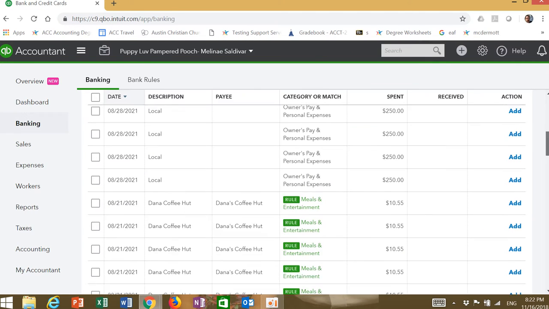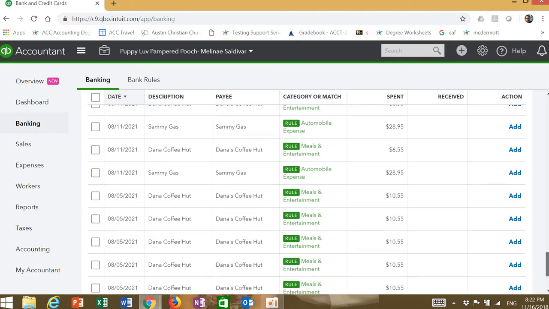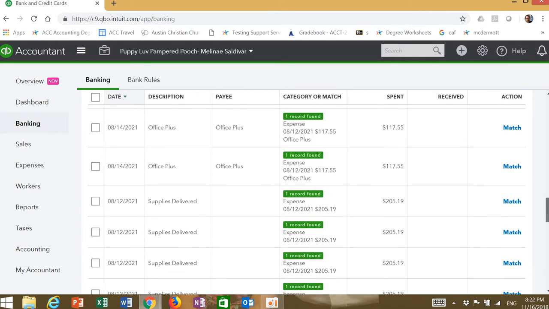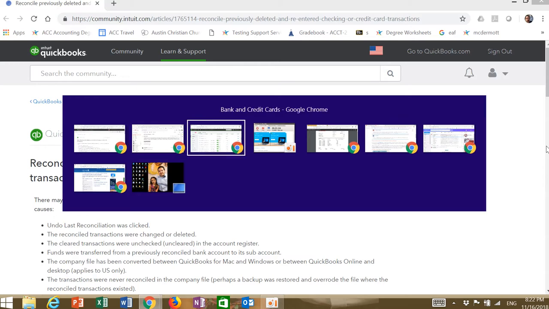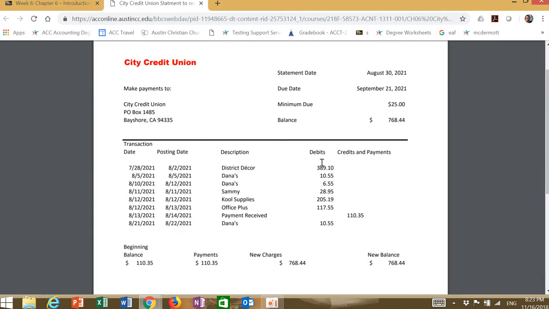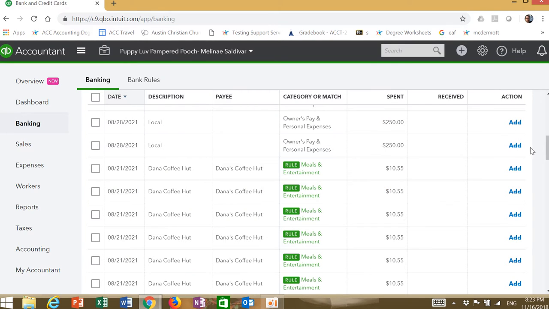So it looks like you may have uploaded the spreadsheets many times, because I've got a bunch of things in here, but I know what the $56 difference is. If we look at the statement, it has two transactions for 10.55 each, a transaction for 6.55, and a transaction for 28.95. If you add those four transactions together, that comes up to about what your difference is on the reconciliation.